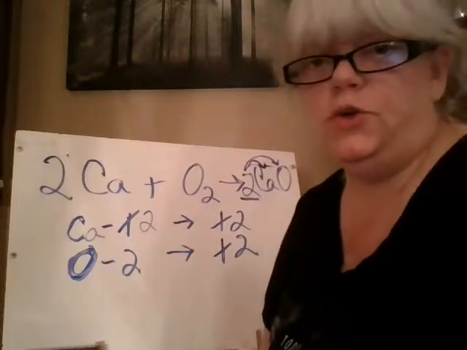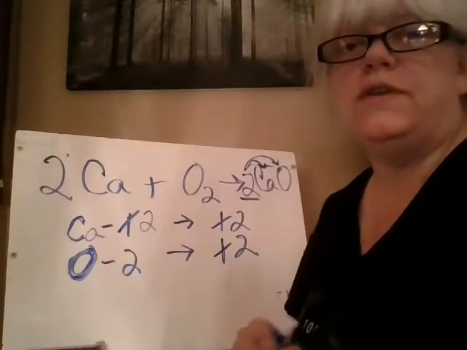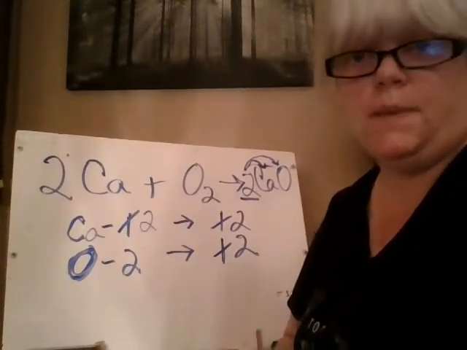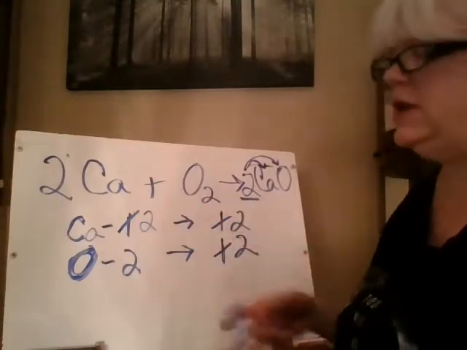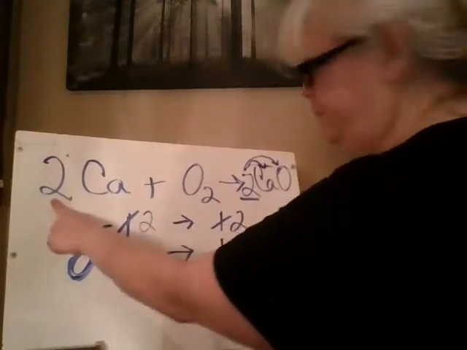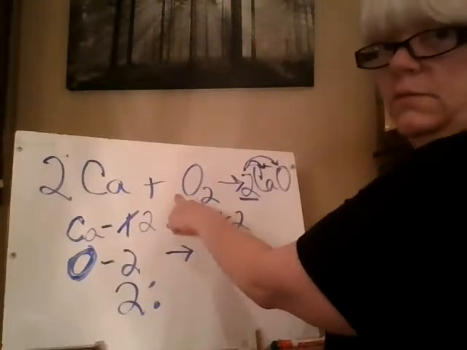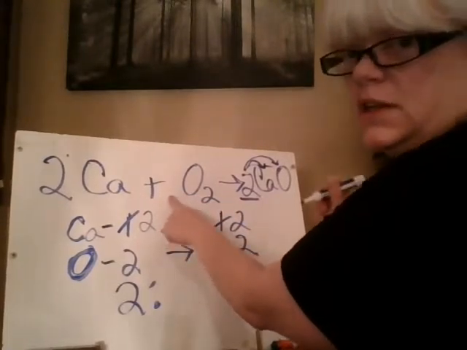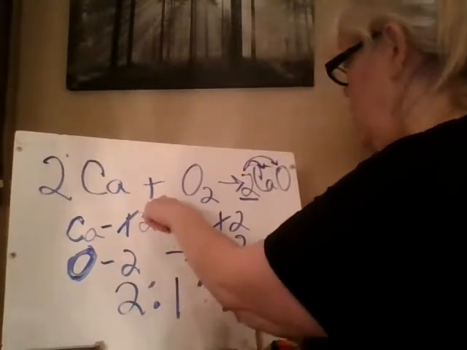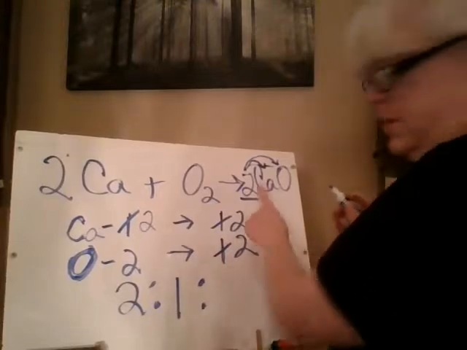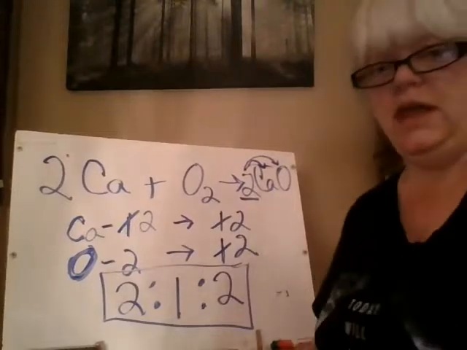Now, the one thing you want to do before you say, oh, I've solved it, I'm done, is you need to look at your coefficient ratio. Okay. Now, the ratio for this particular balanced equation is 2, 1. Remember, if it's not showing a number, it's an understood 1. So there's 1 O2 and 2 CAs.